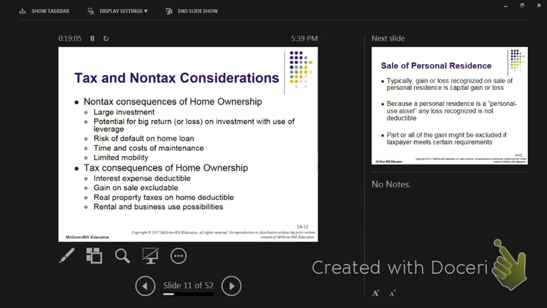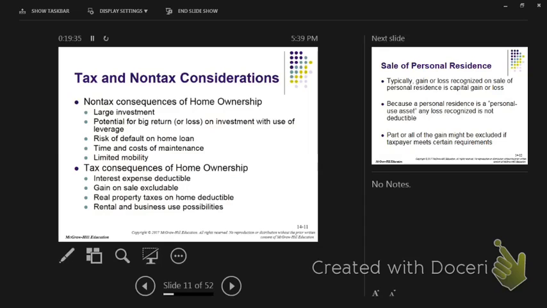Risk on default of the home loan. Again, 2008 to 2012, a lot of defaults. Time and cost of maintenance: that one is underestimated a lot of times. And limited mobility. If you decide you want to pack up and move, you can't just pack up and move. If you rent, the worst thing you have to do is cancel your lease, a couple months' rent that you have to pay or forfeit, and you're out. You can't do that if you own a home. So a couple things like that.